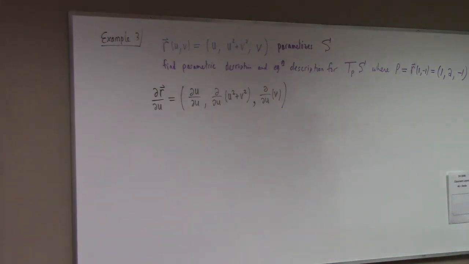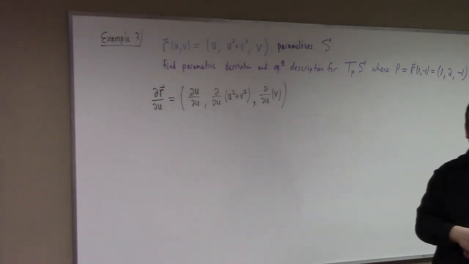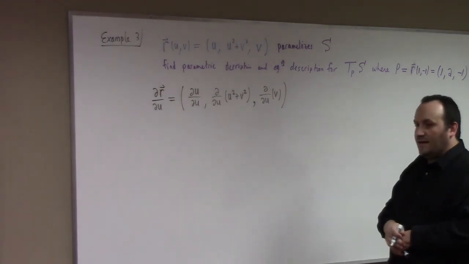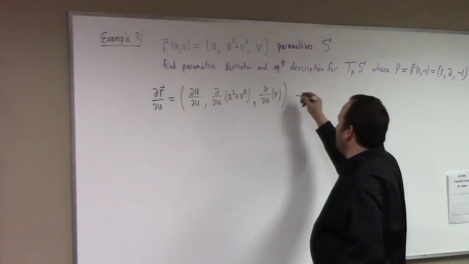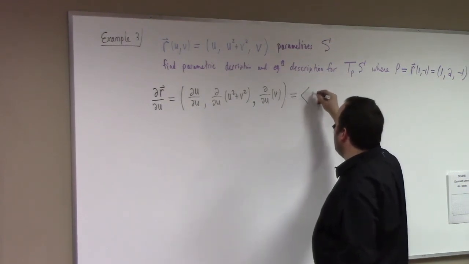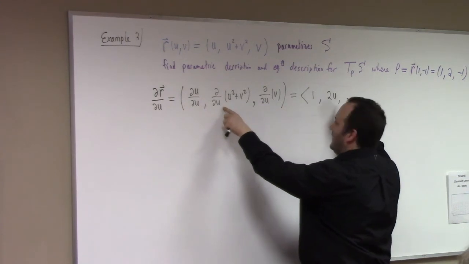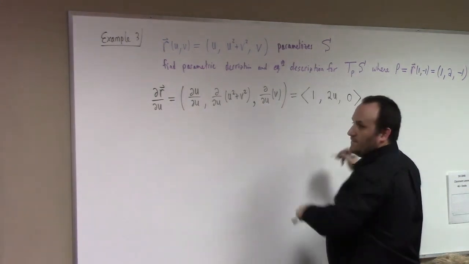So what's partial v, partial u? v and u are independent, all right? So partial v, partial u is 0. This works just like the x, y partial derivatives we've been doing up to this point. Same song and dance. Just think of u being like x and v being like y, and you should be okay. This works out to what? 1, 2u, and 0. Very good.